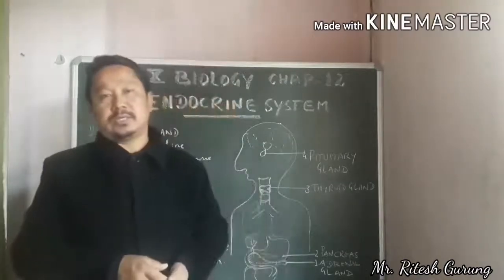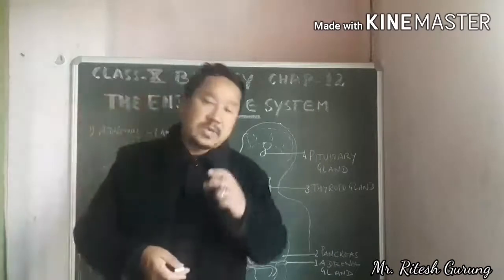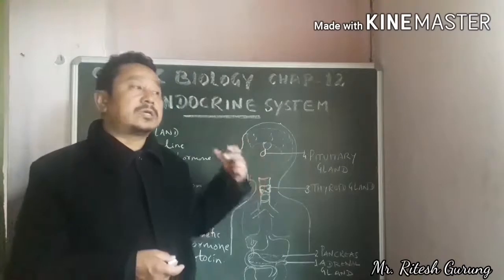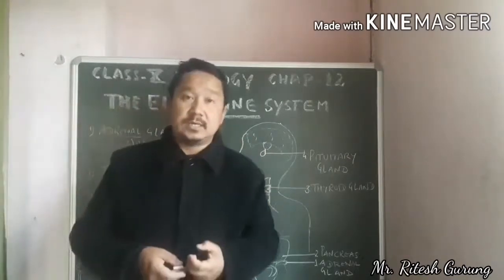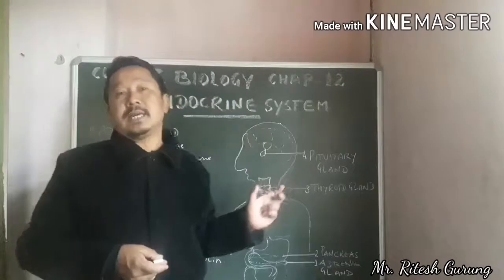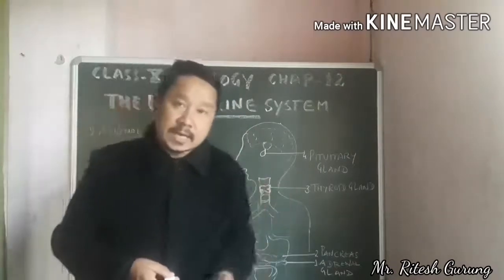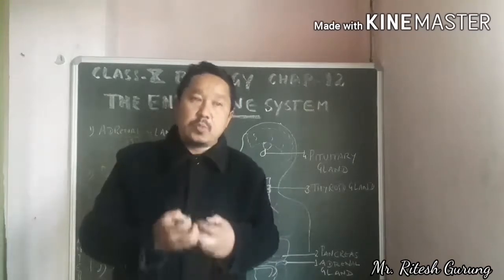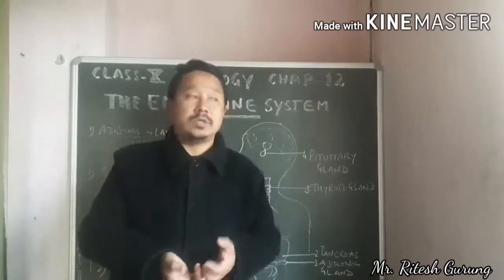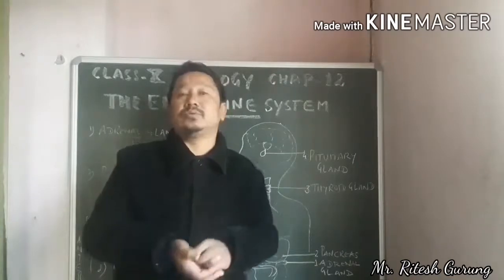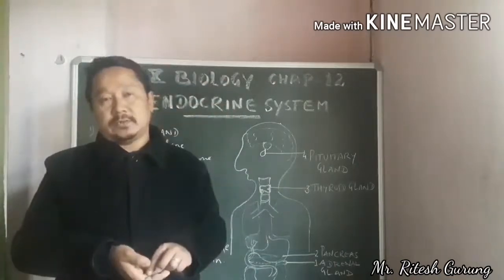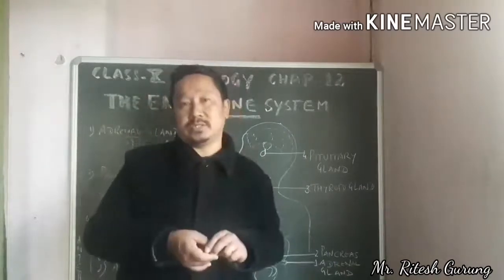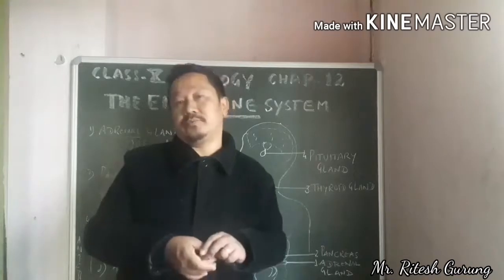So what are hormones then? Hormones are the chemical substances produced by the glands or glandular cells, especially the endocrine glands, poured directly into the blood. So the blood will carry them to the target places, to the one or two target places where they perform their functions. That is your hormone.